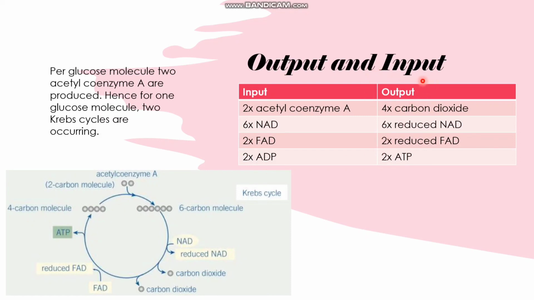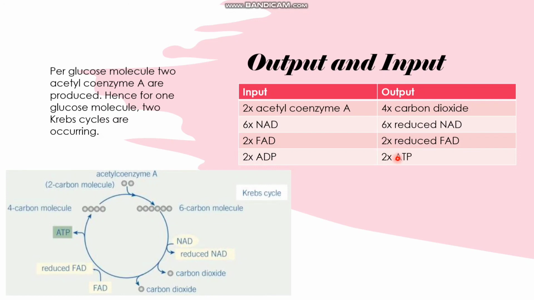Our overall output is 4 carbon dioxide, because we needed to lose 2 carbons to be able to regenerate our oxaloacetate, so 2 carbon dioxides per Krebs cycle. And we have 6 reduced NAD and 2 reduced FAD because we've reduced our 6 NAD and 2 FAD. And then we have 2 ATP produced because we have phosphorylated our 2 ADP, 1 ATP produced per Krebs cycle.